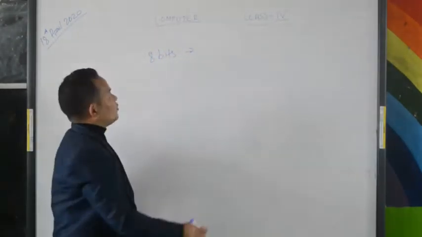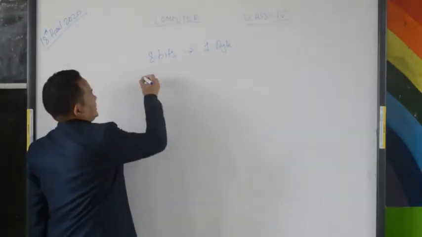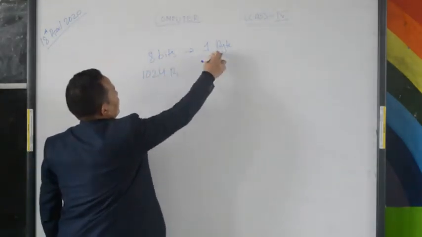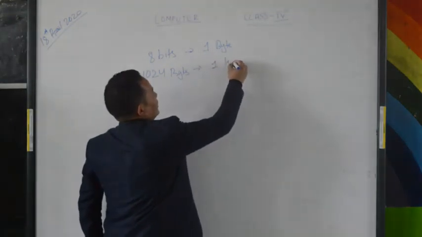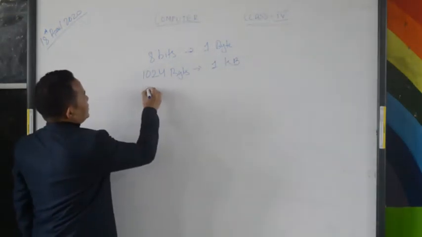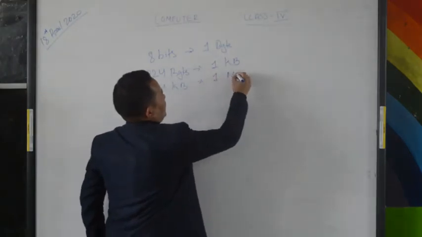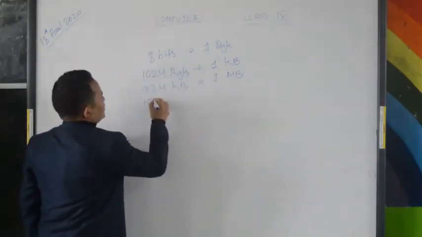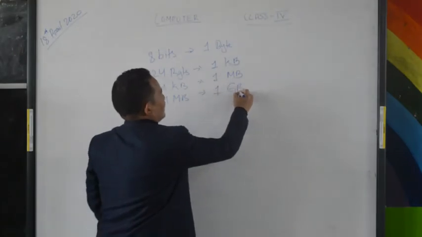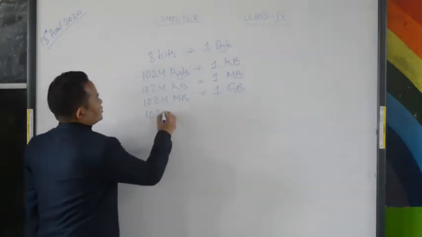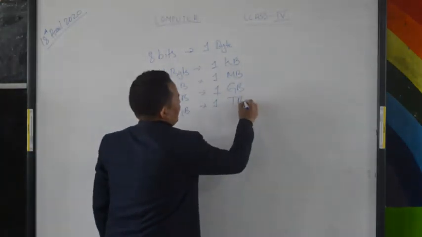Okay, 8 bits equals 1 byte. 1024 bytes equals 1 kilobyte. And 1024 kilobytes equals 1 megabyte. 1024 megabytes equals 1 gigabyte. 1024 gigabytes equals 1 terabyte.